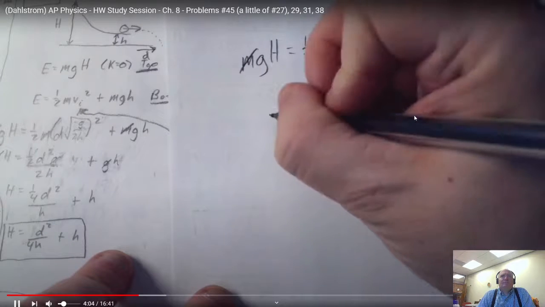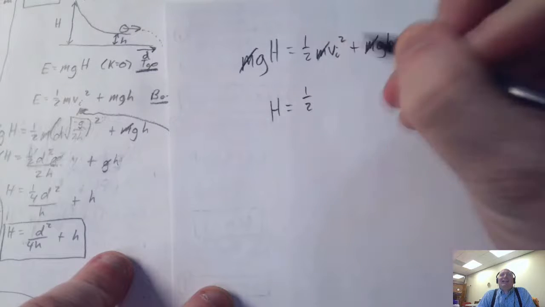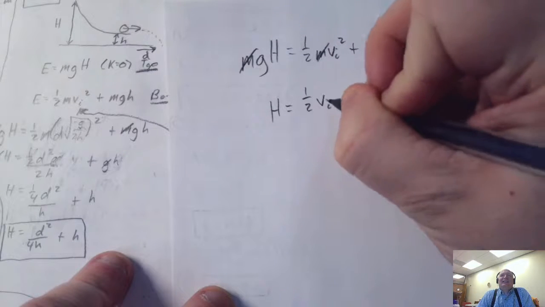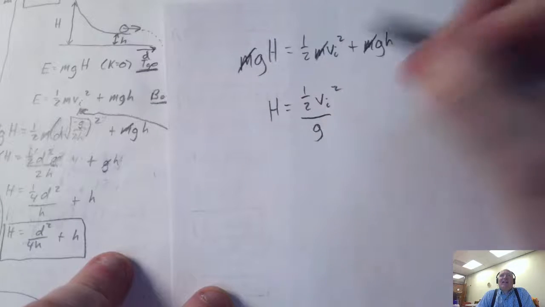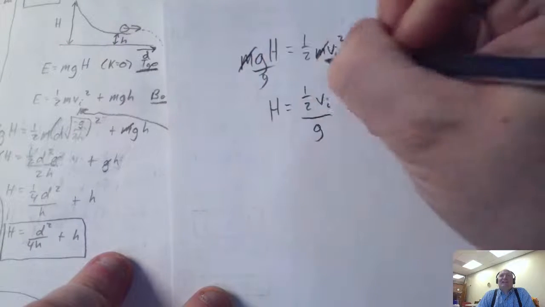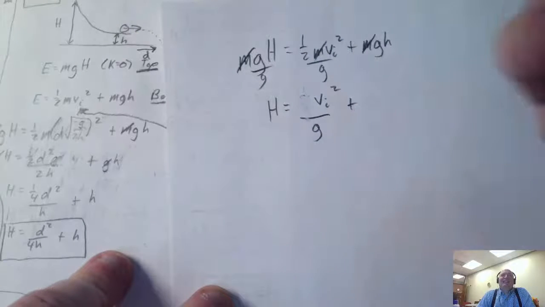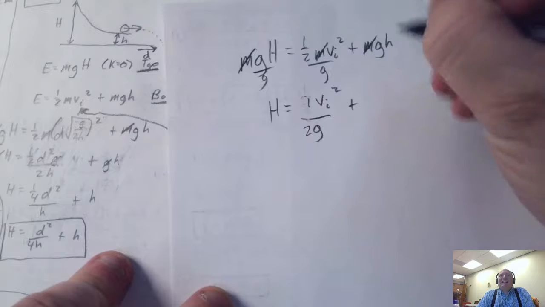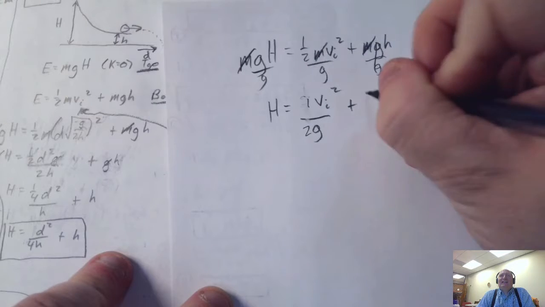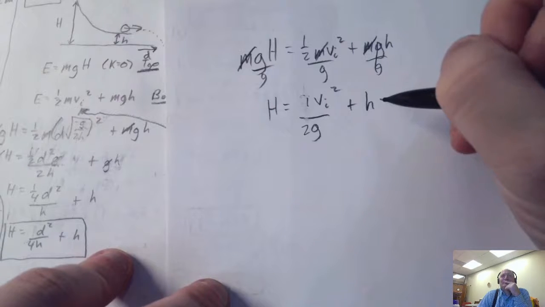So to solve for H, it's not this symbol. There's a lot more work we have to do. But it's 1/2 v initial squared over g, because you divide both sides by g. Oh, let me do it this way. Sorry. 1/2 v initial squared, then you divide g over here, and it cancels that out, so plus h. And interestingly enough, that h is going to stay there. So there's where our H is.